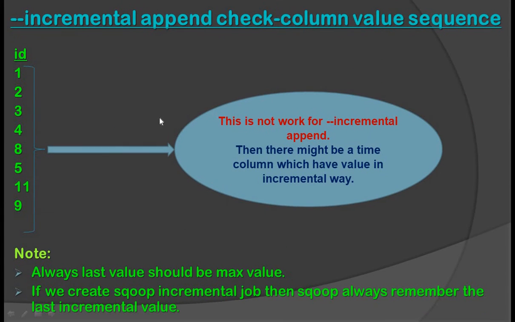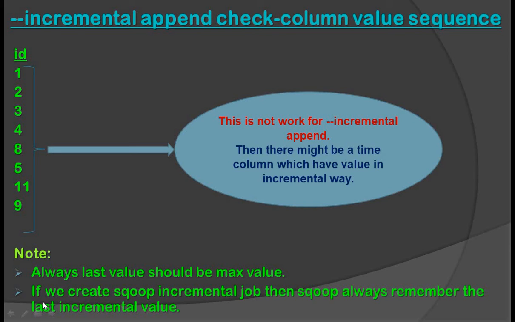Next, see here that the check column value is not in sequential way. It is 1, 2, 3, 4, 8, 5, 11, 9. It is not in increasing order. So if the value of the check column is not in increasing order, then it will not work for incremental append. Keep in mind that the check column value should always be in incremental way, then incremental append will work. So always the last value should be the max value.